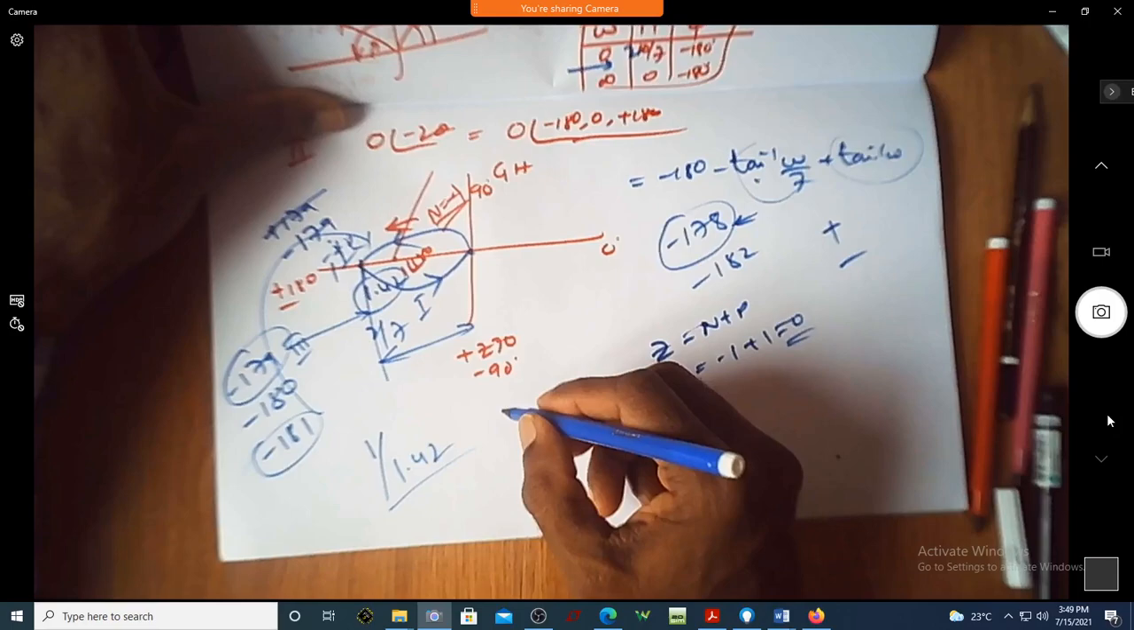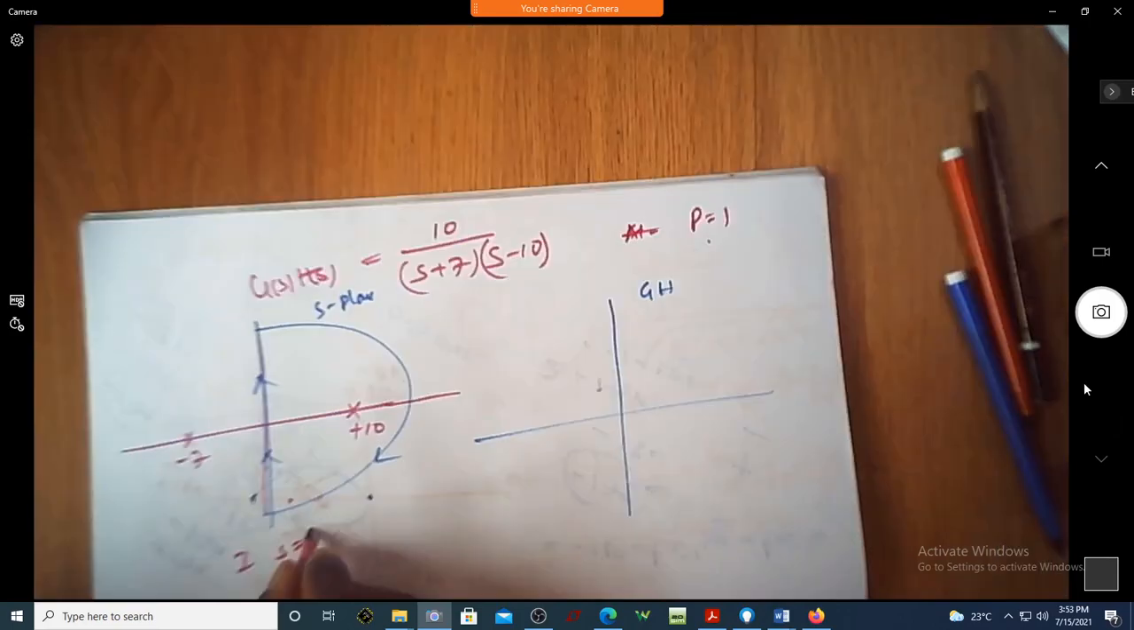This is in the S plane. How do I write it in the GH plane? Substitute first segment S equal to j omega. It becomes 10 divided by square root of omega square plus 49, into omega, and omega square plus 100. For the phase angle, shall I write it directly? Minus tan inverse of omega by 7, minus 180 plus tan inverse of omega by 10.